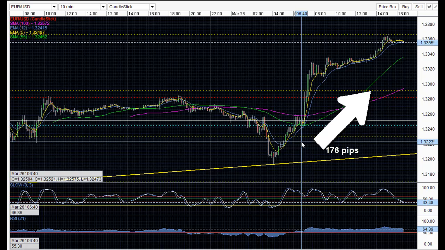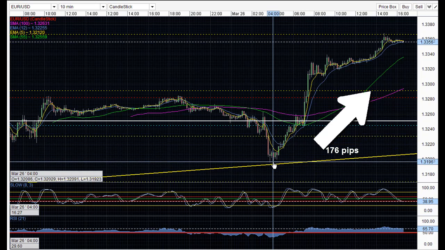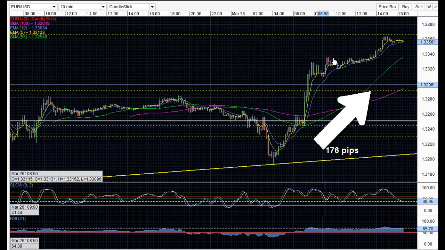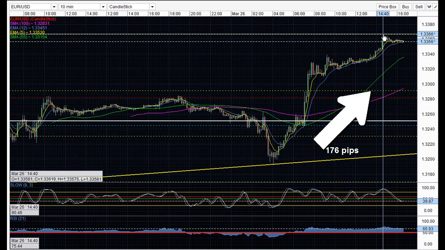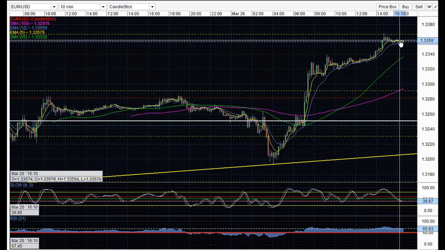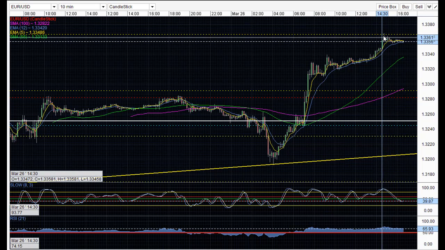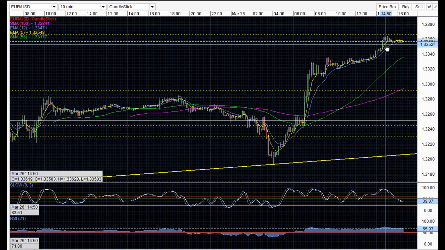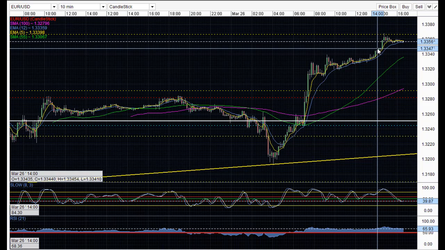176 pips from the session low here at 31.92 all the way to the session high here at 33.68 for about 176 pips. So then right now we can see that price is consolidating below this resistance at 33.60, ahead of the Asian Open.